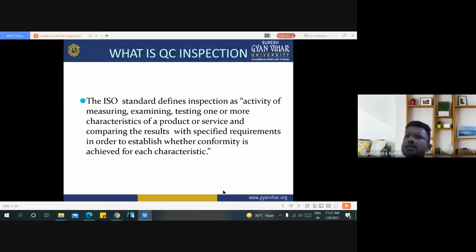Quality control inspection, or we can say inspection, is an overall activity. Either we inspect the raw material, or we inspect the machining process, or we inspect the skill of labor, or inspection of the machining process means inspection of the running inventory from material inventory to the finished good inventory.